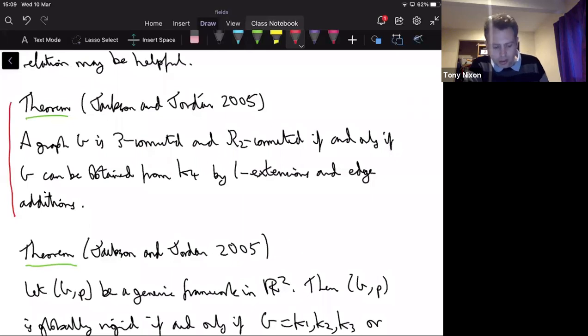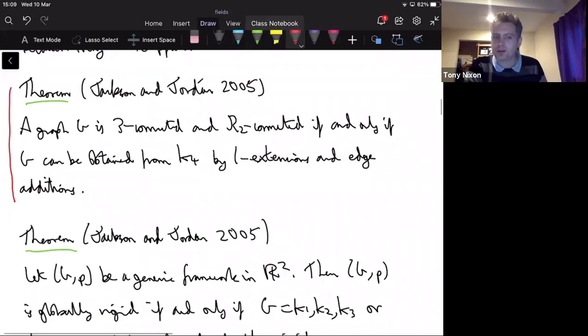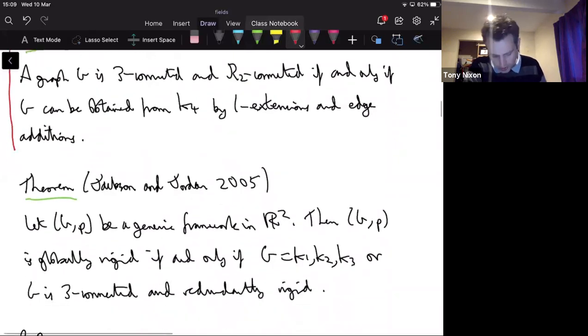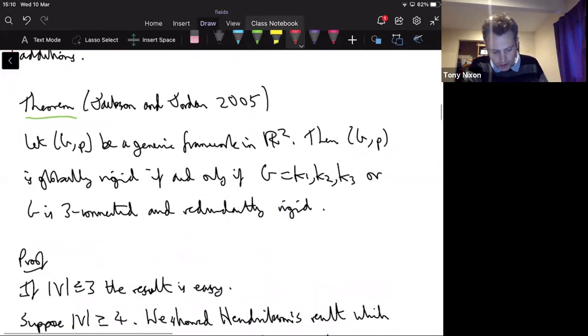So we basically know as a corollary to this theorem, the characterization of global rigidity. But still, I'm going to write it as a theorem and proof just to hammer home the theorem, because I think it's one of the most important theorems in rigidity theory. So you take a generic framework GP in two-dimensional space. Sadly, this proof doesn't work in any higher dimension.